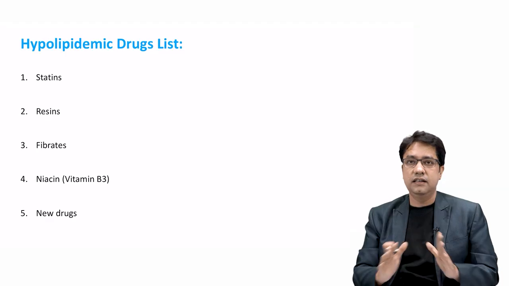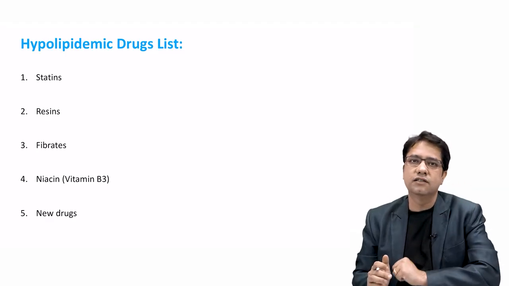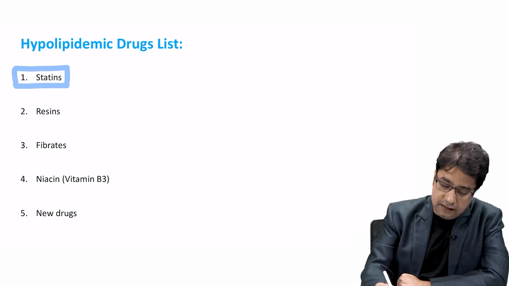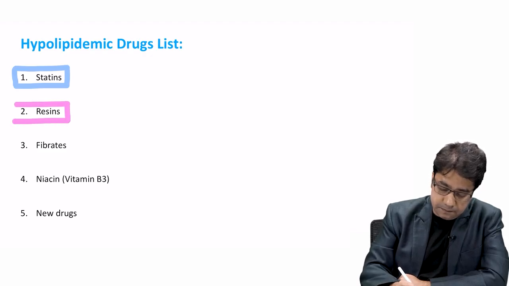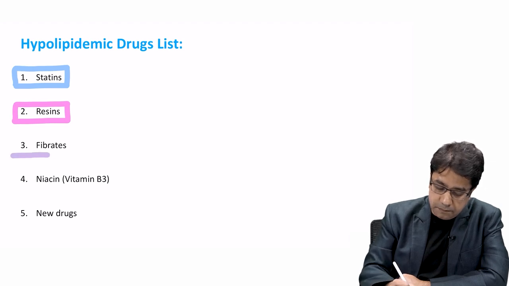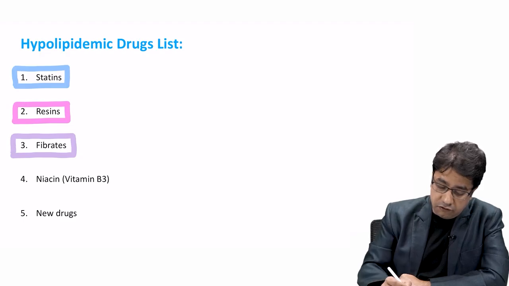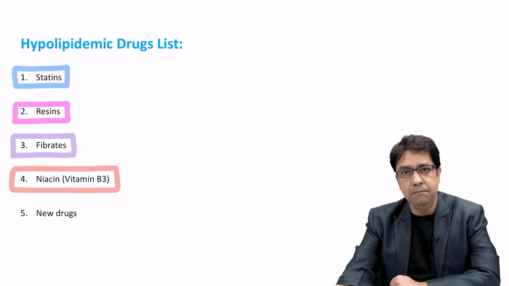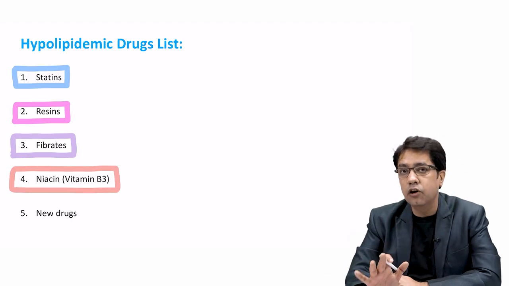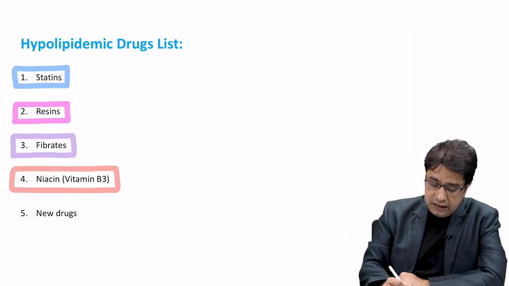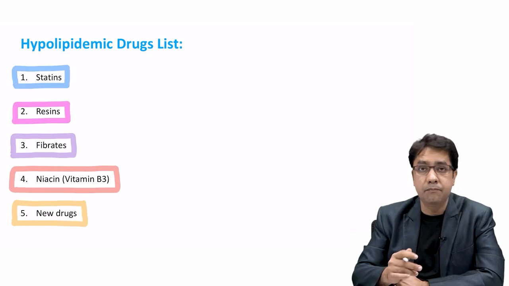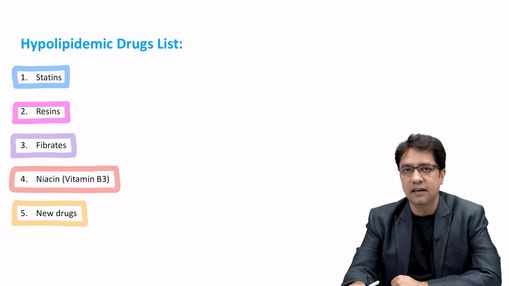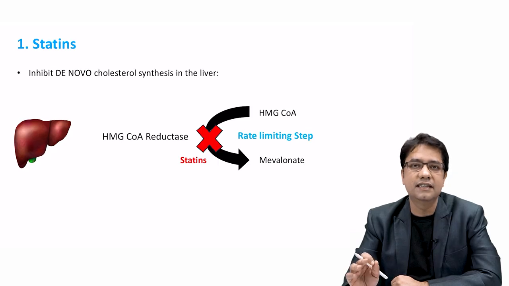Basically, if we see the list, we have four main classes of hypolipidemic drugs. The first is statins. Then we have resins. After resins, we will discuss fibrates, and which vitamin is used as a hypolipidemic drug? That is niacin or vitamin B3. After we are done with these four main classes, we will discuss various new drugs which have been approved, and they are also very important for our exam. So let's start with the first drug, a very famous class of drug, that is statins.